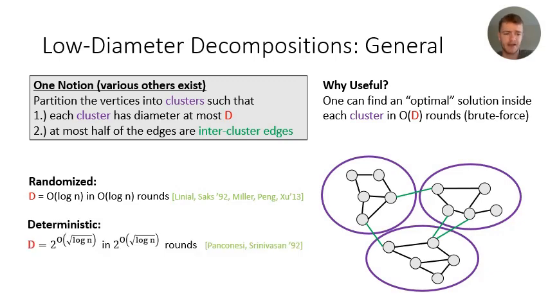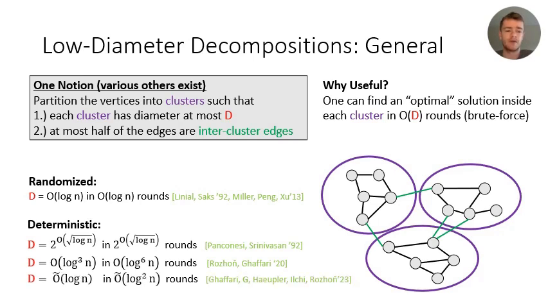On the deterministic side, for a long time, the best round complexity was 2 to the order square root of log n, getting a diameter of 2 to the order square root of log n. This was then improved by Rozhoň and Ghaffari, who gave a polylog n round algorithm with a diameter of log cubed n. The current state of the art gets roughly a diameter of log n, so roughly the same as the best possible, with a round complexity of roughly log square n, up to polylog log n factors.